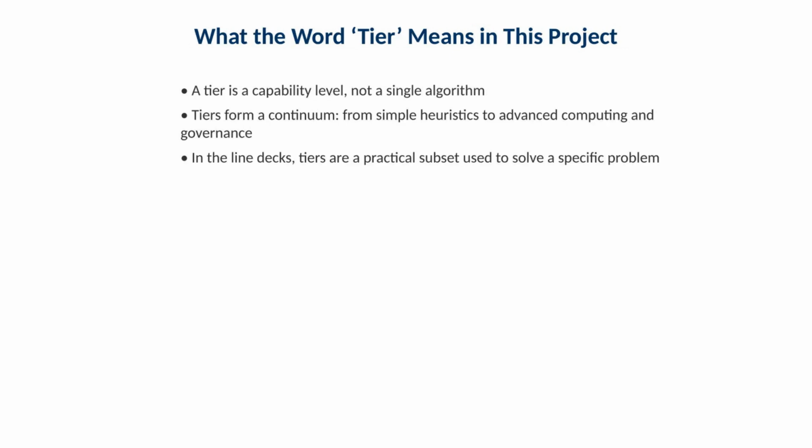A tier is a capability level, not a single algorithm. It is a way to organize solution approaches from simpler, faster, and more transparent methods to more powerful, data-intensive, and computation-heavy methods. In each line deck, you will see a practical slice of this continuum.